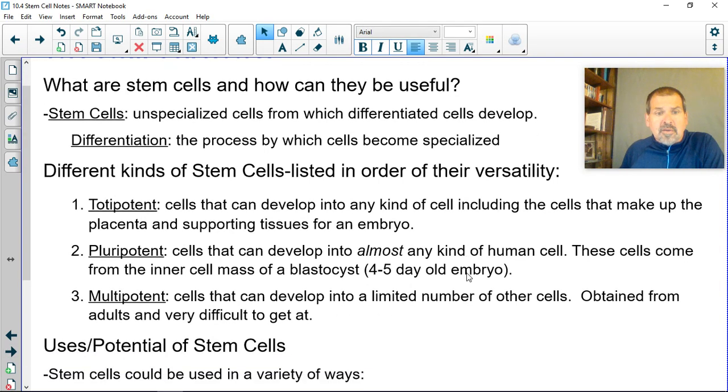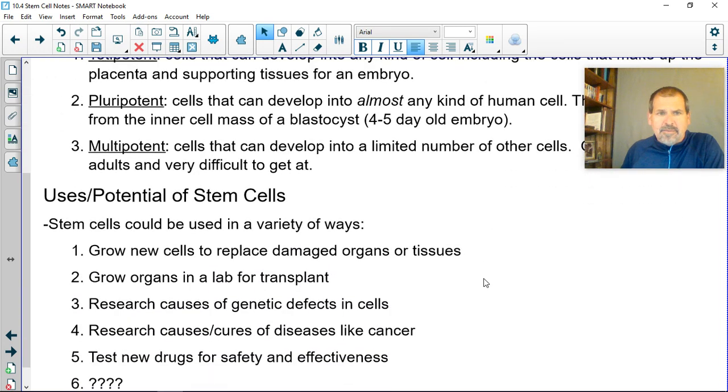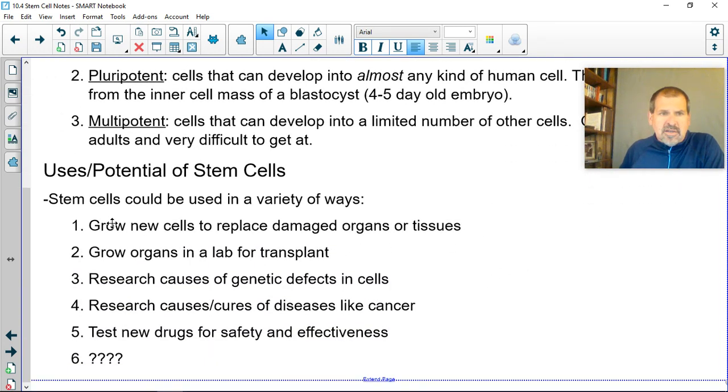All right, so what are some potential uses of stem cells? This is our last slide. All right, so potential uses. Stem cells could be used in actually a variety of ways. One, to grow new cells to replace damaged organs or tissues. Take, for instance, nerve cells. You're born with all the nerve cells that you have.